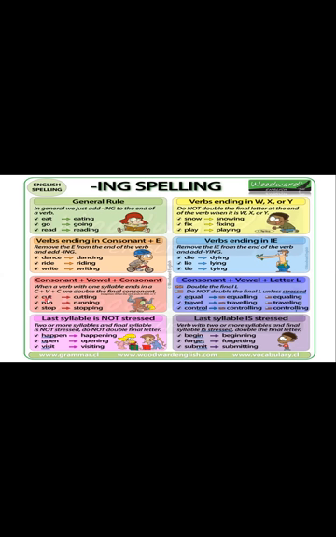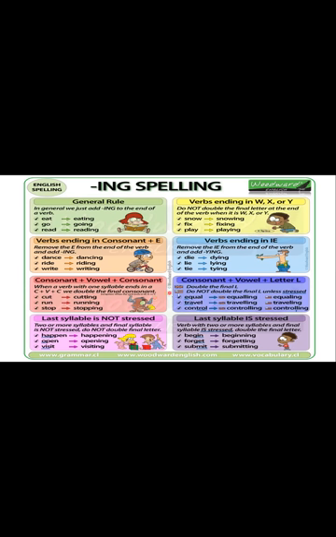Consonant, vowel, consonant. Run. Consonant, vowel, consonant. Stop. Consonant, vowel, consonant. One syllable verb. ¿Qué es lo que hacemos? We double the final consonant and add ing. Cut, cutting, double T. Run, running, double N. Stop, stopping, double P, ing.